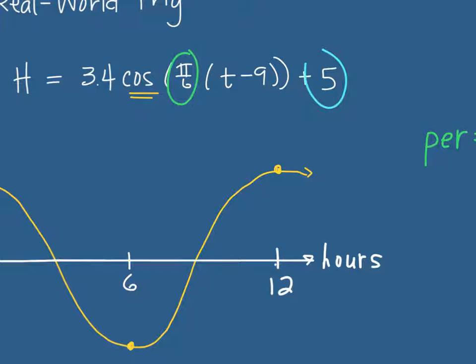No, we've dealt with the 3.4, we've dealt with the pi/6, we've dealt with the 5. We haven't done anything with the 9. What does this mean? Okay, that means to the right 9. Now I'm not going to drag my whole graph to the right 9. I'm just going to change my scale.